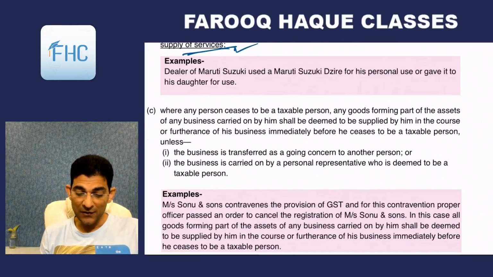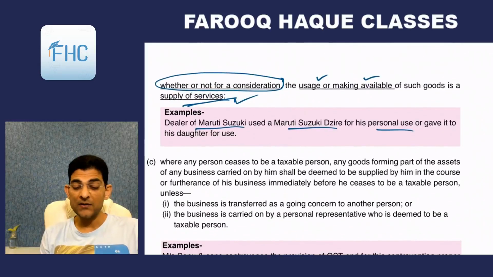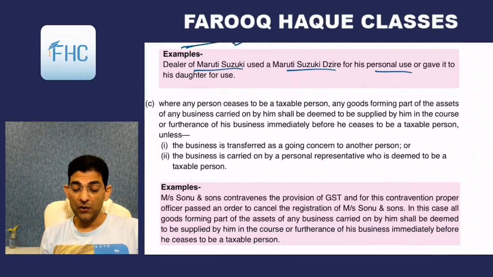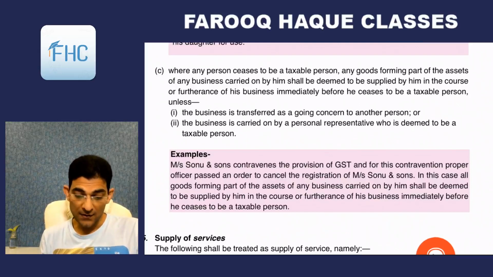Like example is given there, that a dealer of Maruti Suzuki car used one of the cars, which is Desire, for his personal use, or gave it to his daughter for use. It will be called a supply of service. Why service? Because only use is given, not ownership. Okay, but if you gift assets to your family members, if I gift car to my daughter, then that will be called as supply of goods. Okay, and if I only give the use, then it is service.